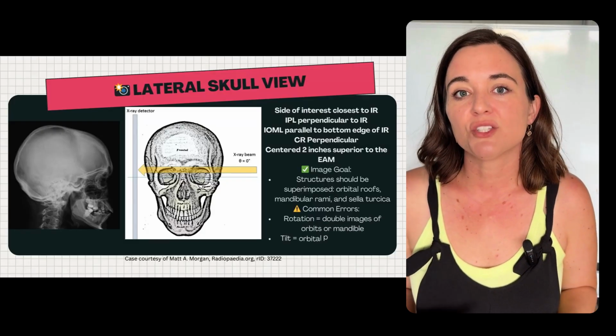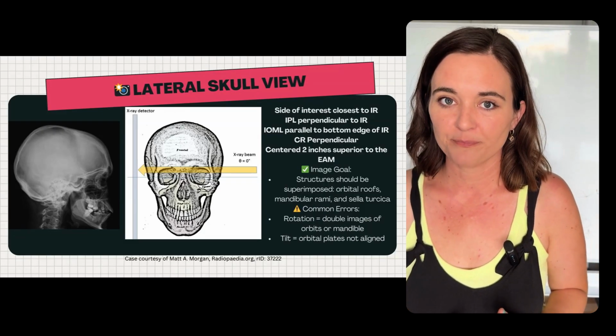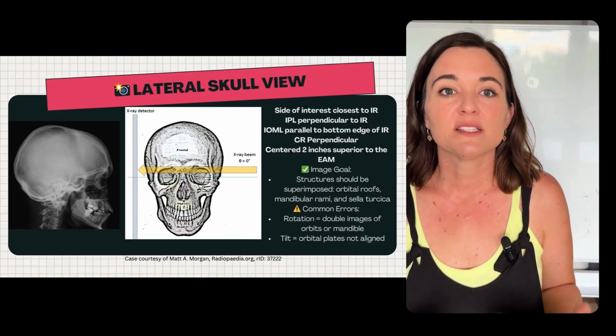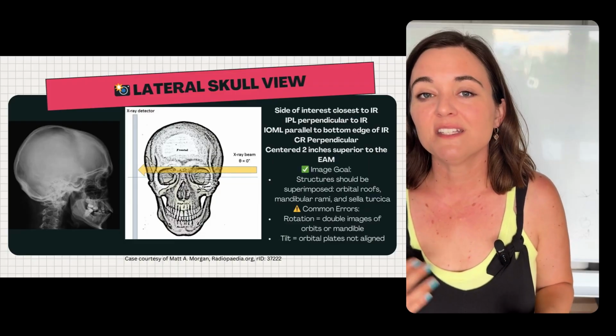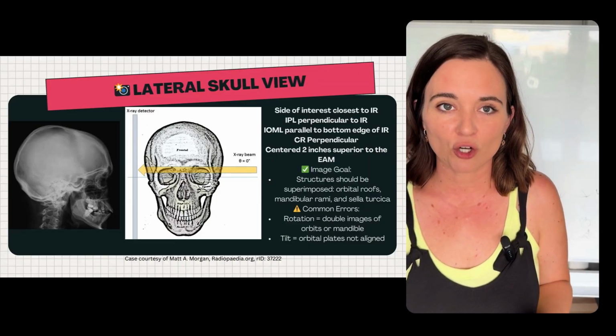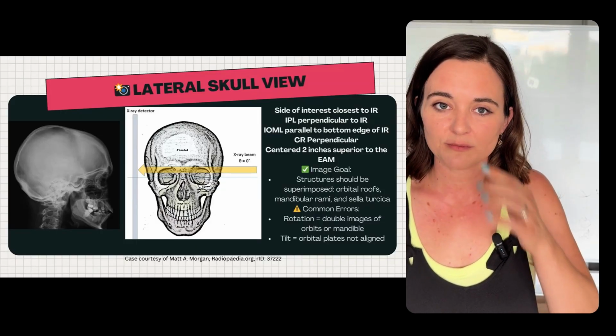The central ray is directed perpendicular and centered about 2 inches above the EAM. Our image goal here is superimposition of orbital roofs, sellae turcica, and mandibular rami. This is a great view for general skull contour, evaluating cranial trauma, and checking for midline shifts or fluid levels.